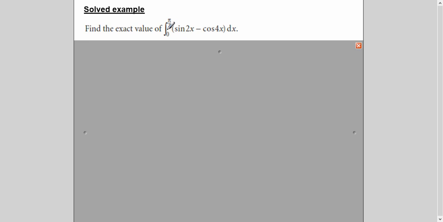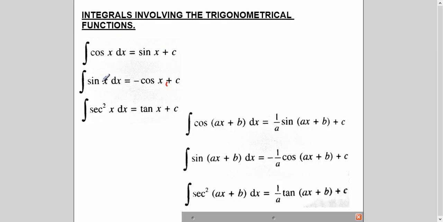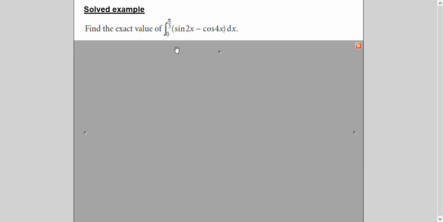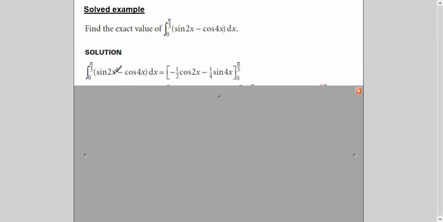This is a definite integral, and the question is asking to find the exact value of it. So there are two terms, sine 2x and cos 4x. So integration of sine will be what? Do you remember? Integration of sine is minus cos. So it will be minus cos 2x divided by 2. Agreed? And why this minus? Because integration of sine is minus cos.